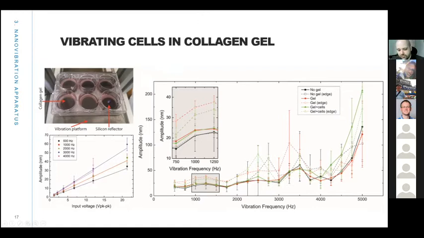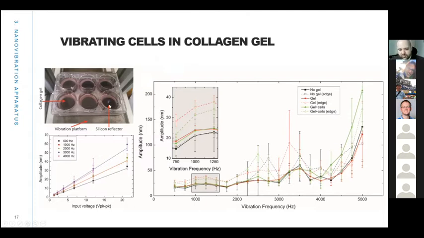So what this has shown for us is that we can quite accurately produce vibration up to around 2000 hertz with this device, above which it gets a little bit less accurate. What you're seeing here actually is, in the solid lines, the gel itself, whereas the dotted lines are the edge of the gel. So we can see that there is actually some distortion even at these frequencies, where the edge of the gel is vibrating more, or at a higher amplitude, than the center of the gel. And the gel itself is slightly higher amplitude than the dish.